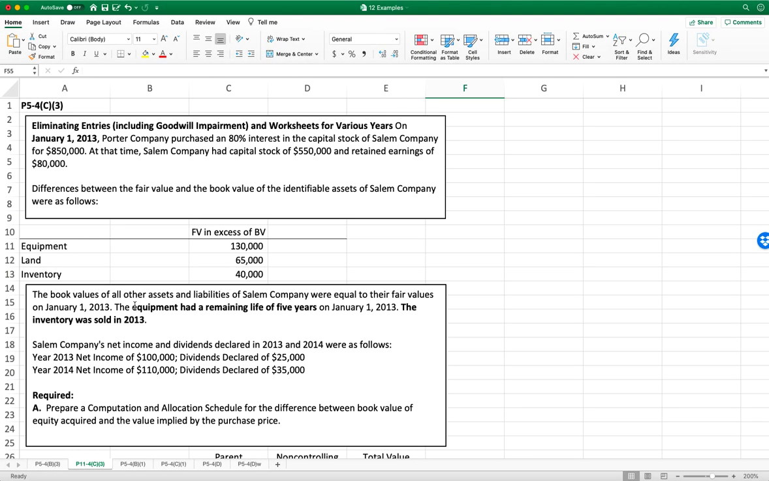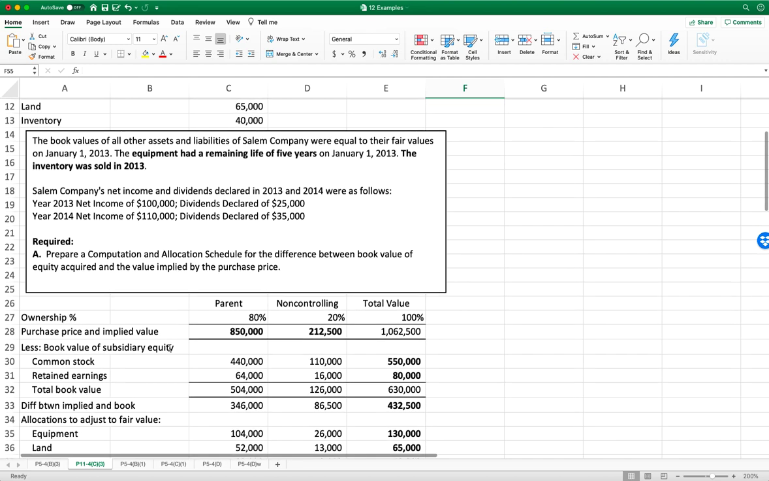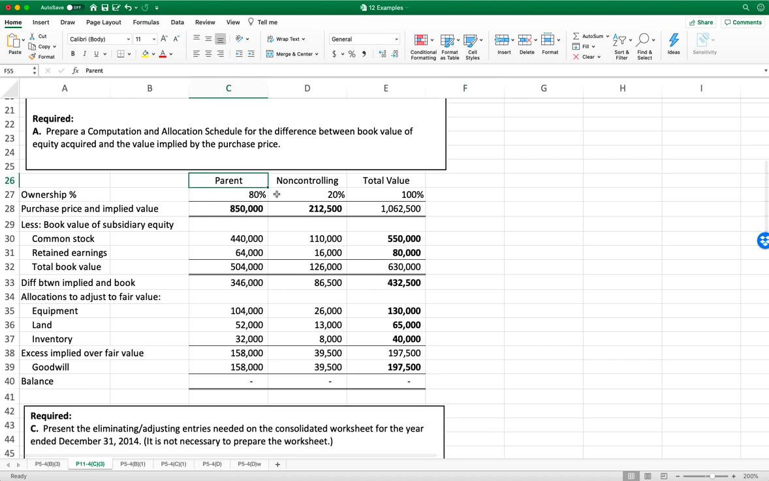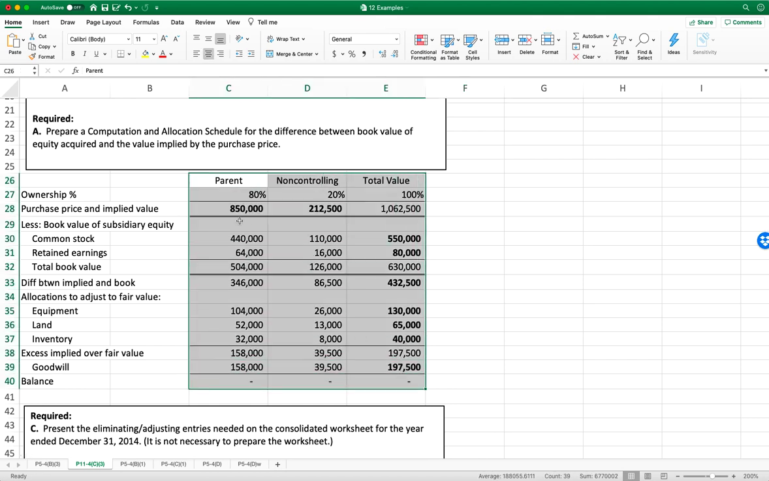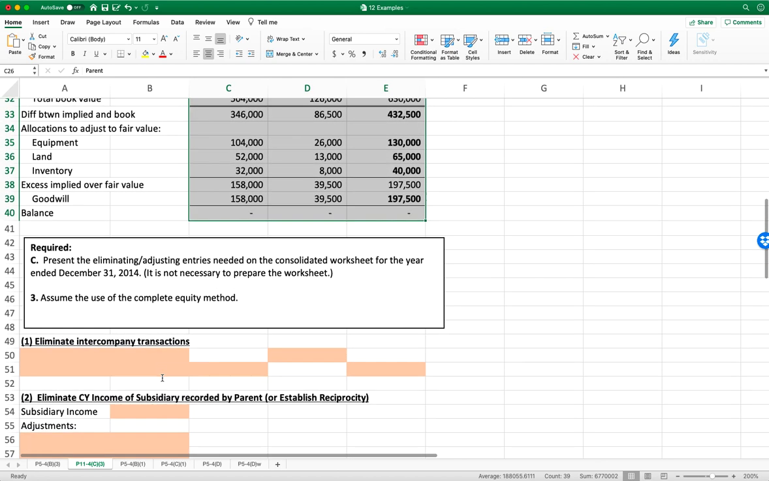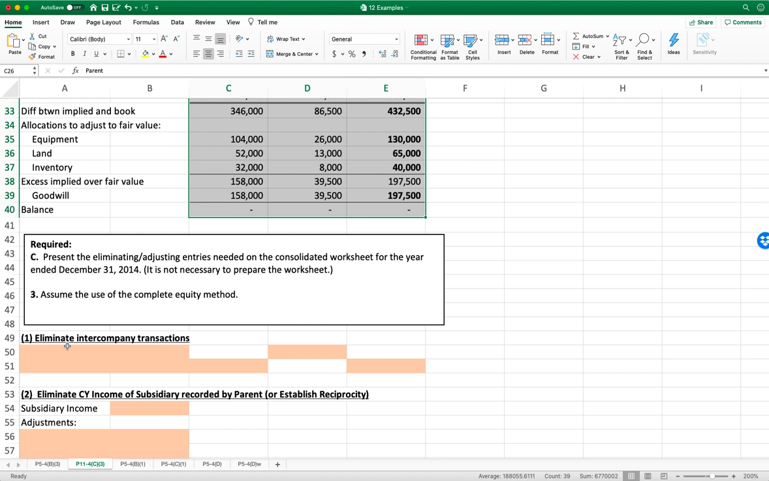Our next example is just taking that same scenario we've been working on and moving it forward 1 year in time. So we have our same computation and allocation of differences schedule. It's a little bit more filled out than we did, but it's the same numbers because that's done as of the date of acquisition. And now all they want us to do is do our eliminating entries for the next year, for year end 2, assuming the use of the complete equity method.